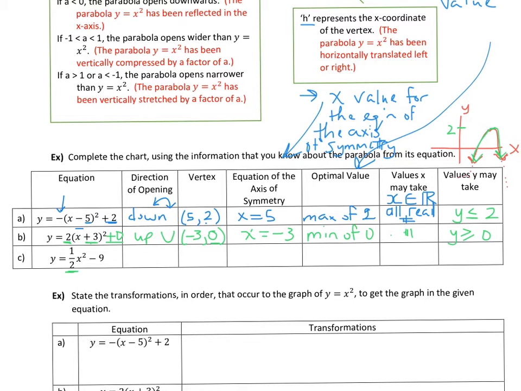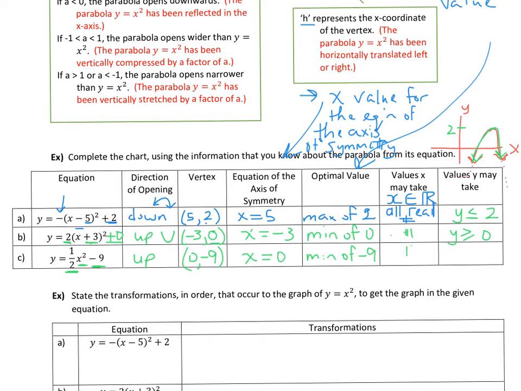The next and last example here, we've got a half, it's positive, so it's going to open up. We're adding nothing to the x before we square it, so the x-coordinate of the vertex is 0, the y-coordinate is -9. So whatever's attached to the x before you square it is the x-coordinate of the vertex. The number on the end will be the y-coordinate. Our axis of symmetry should be x equals 0. It's opening up, so it's a minimum, and the minimum value is -9 in this case.